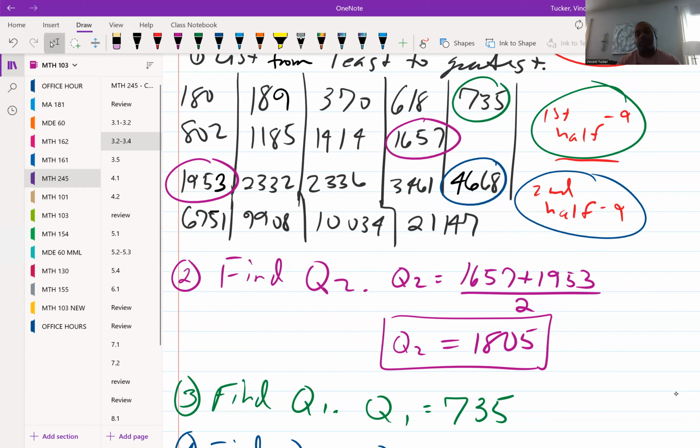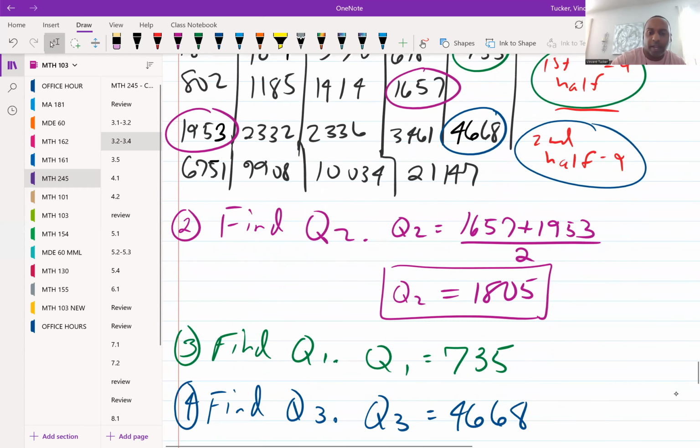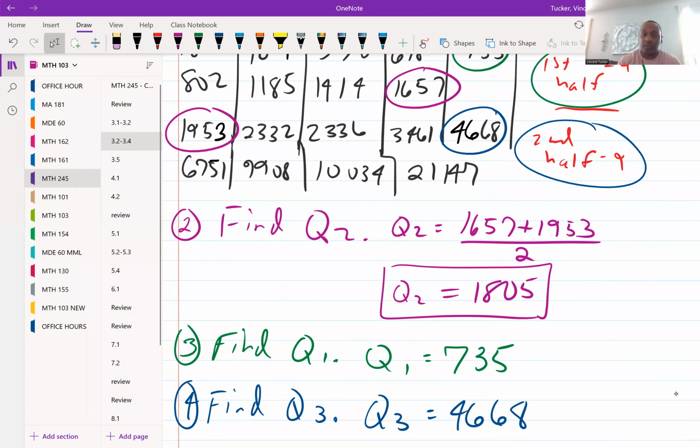Then the same thing goes with my second half of data. I have 9 data values, so there's nothing to calculate. Just pick out the middle number, which is 4668. Any questions up to step 4? Any questions?